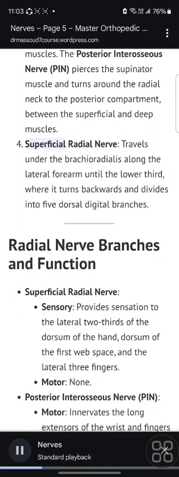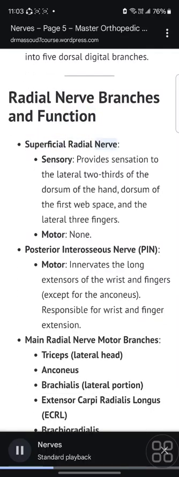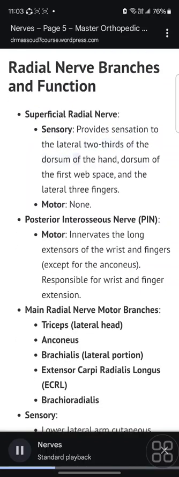And 4. Superficial radial nerve. Travels under the brachioradialis along the lateral forearm until the lower third, where it turns backwards and divides into 5 dorsal digital branches. Radial nerve branches and function. Superficial radial nerve, sensory: provides sensation to the lateral 2/3 of the dorsum of the hand, dorsum of the first web space, and the lateral 3 fingers.